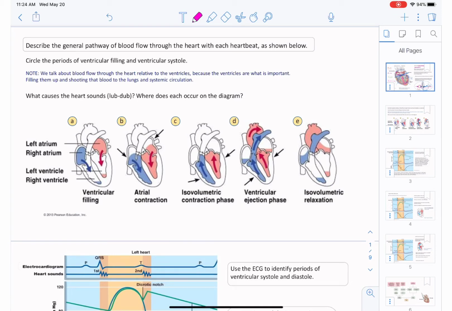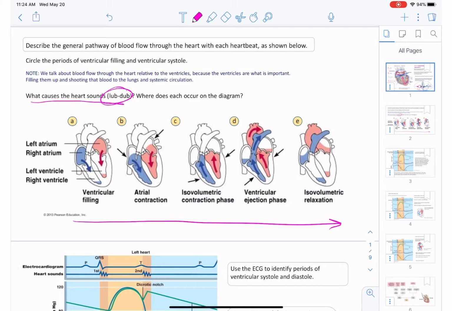What else here? What causes the heart sounds? What causes the lub-dub? During one heartbeat, there are two sounds associated with each heartbeat. There's the lub and there's the dub. Lub-dub, lub-dub, lub-dub. And that lub-dub is occurring during these events here. So the question is, where are they occurring and what's causing them?